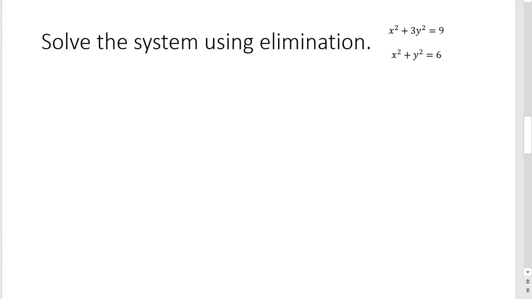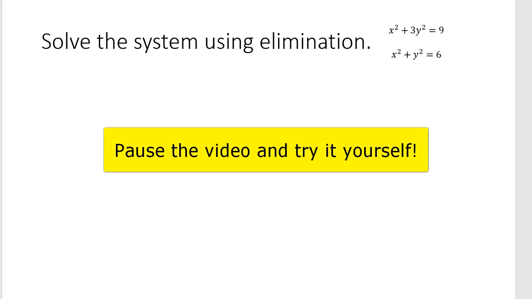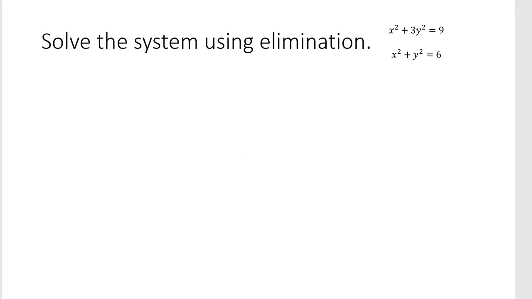Let's try another one. Why don't you pause the video and try it yourself before you see the solution? Now the problem asks us to use elimination, and we know elimination means you either vertically subtract or add, and you eliminate one of the variables. So if I use subtraction, then x squared minus x squared will give me 0, and 3y squared minus y squared will give me 2y squared. And 9 minus 6 will give me 3. This will give me a third equation with one variable, and I can solve that.